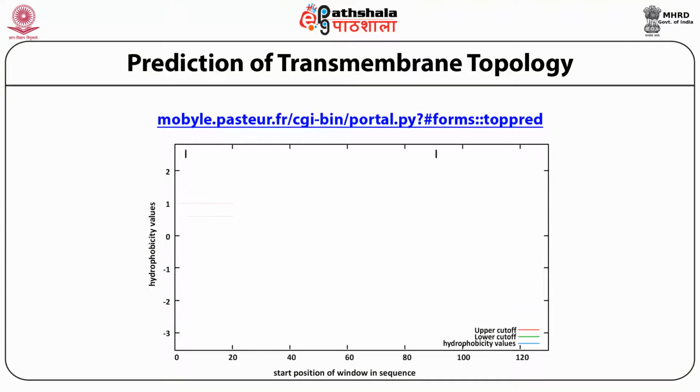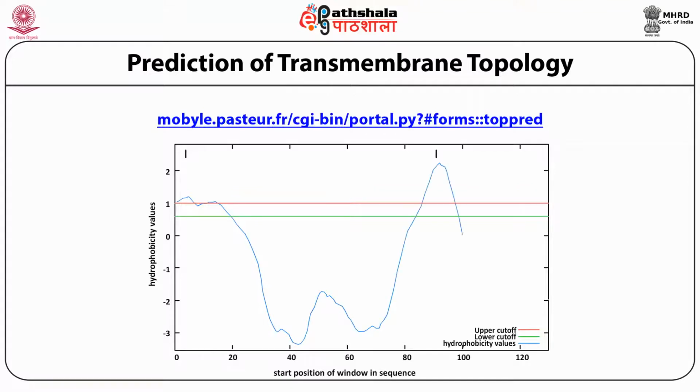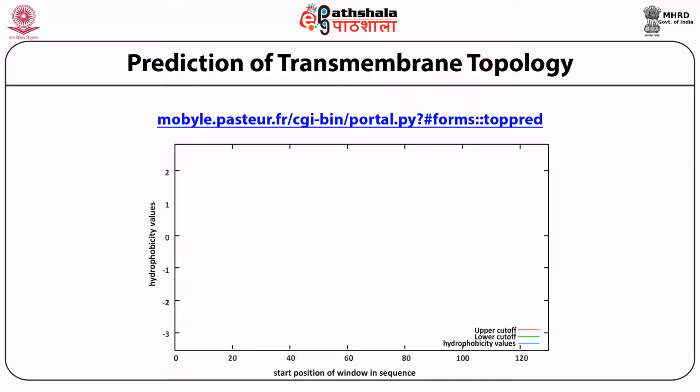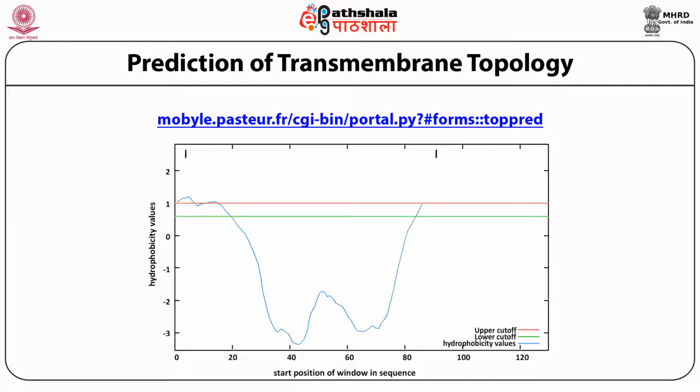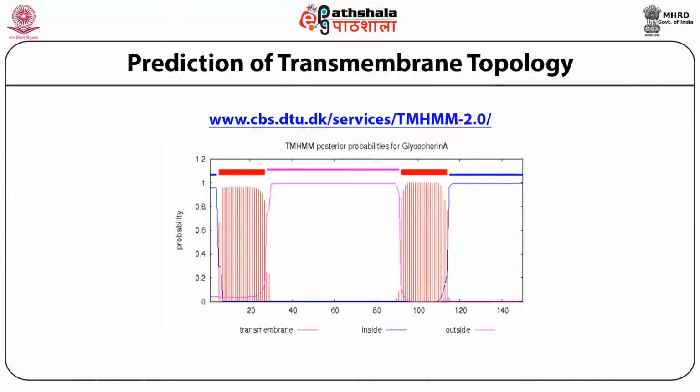TopRed, which is also used for prediction of membrane proteins, is based on hydrophobicity values for a given size of amino acids window. This prediction shows that glycophorin A is an integral membrane protein. TMHMM is used to predict transmembrane helices in proteins. For the sequence of glycophorin A, it predicted two transmembrane helices. The first is the signal peptide and the second is the membrane anchor helix.